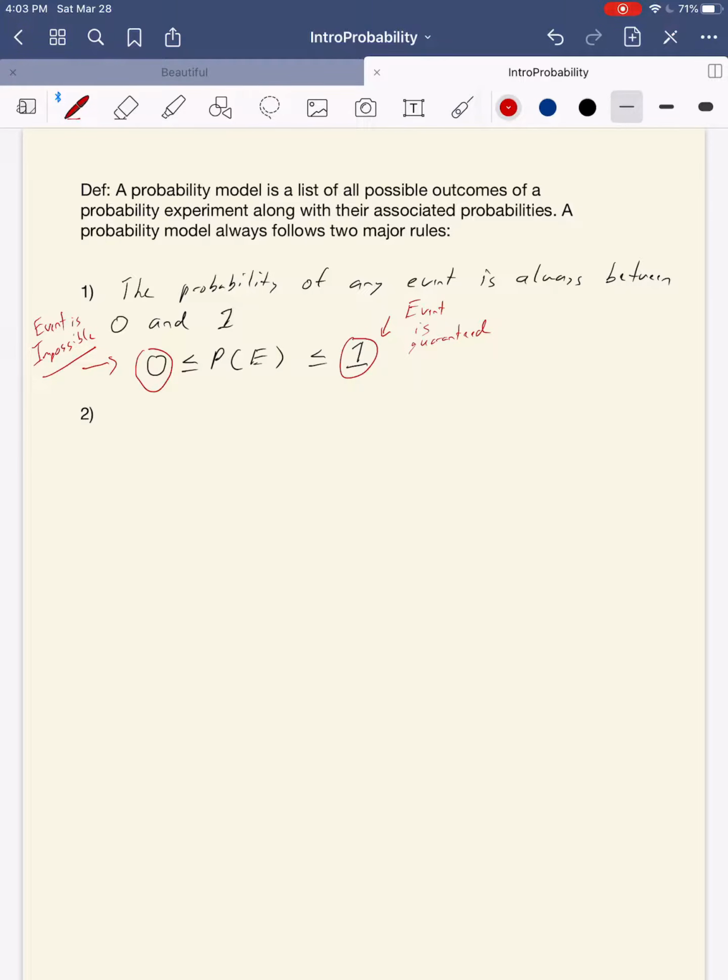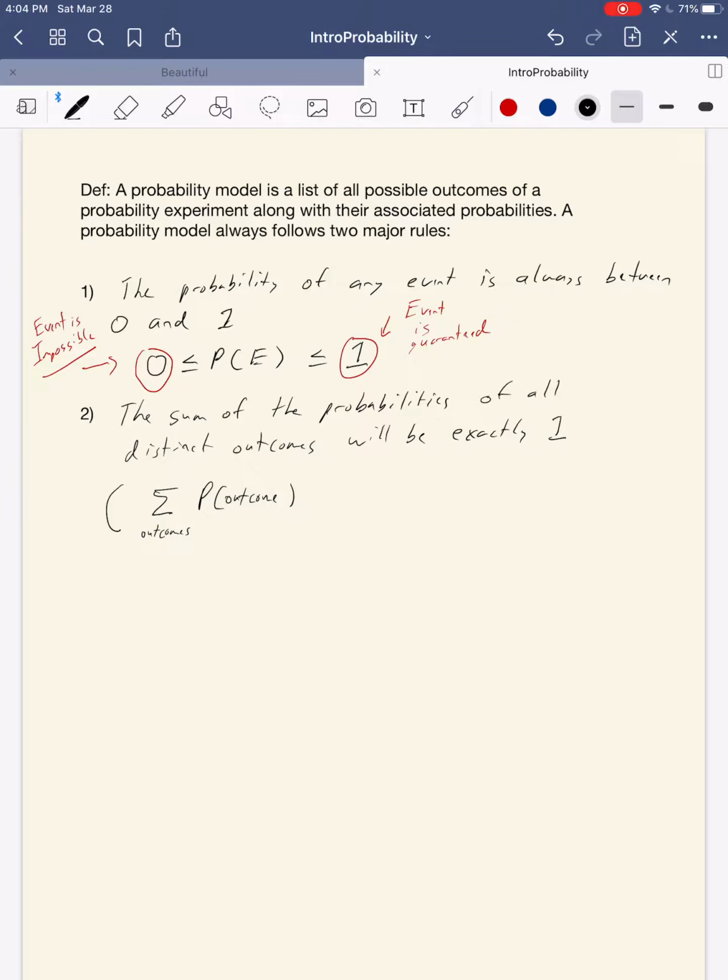The second rule says the sum of the probabilities of all distinct outcomes will be exactly 1. In a little bit of notation, again, not necessary to have this notation, but we can use a summation. If we add up over the outcomes the probability of the outcome, then we will get exactly 1. And again, if you haven't seen a lot of summation notation, don't worry so much about this. Just know that the probabilities have to always sum up to exactly 1. Now, this is what a probability model is.